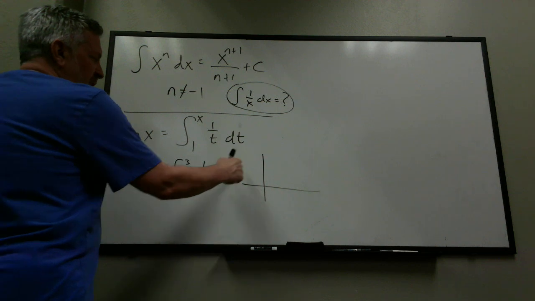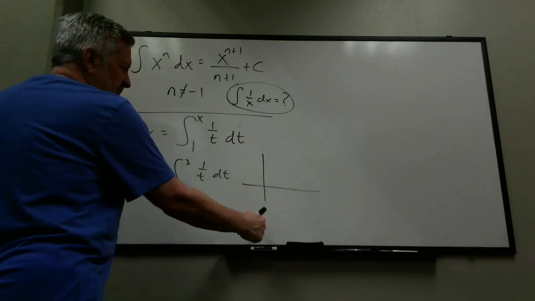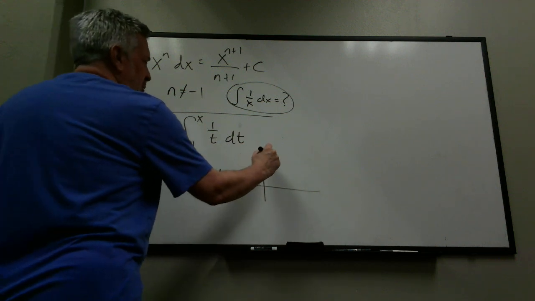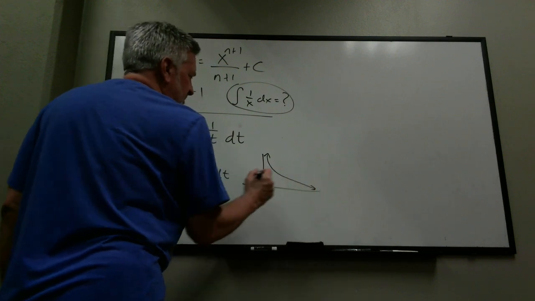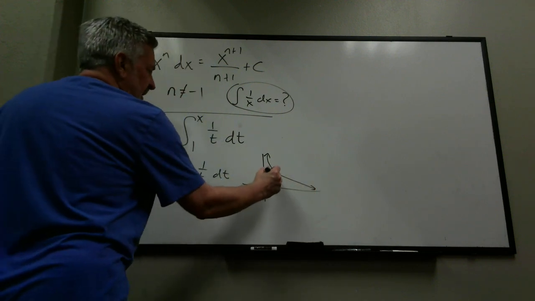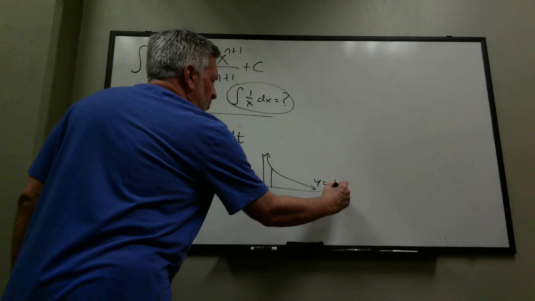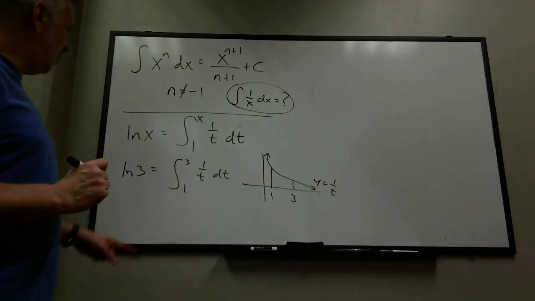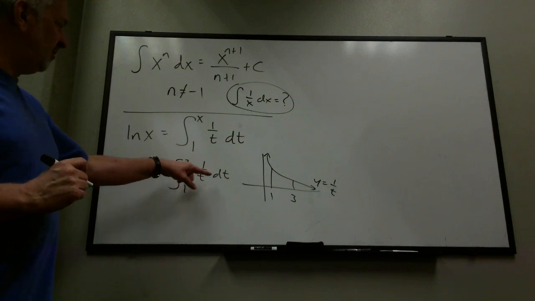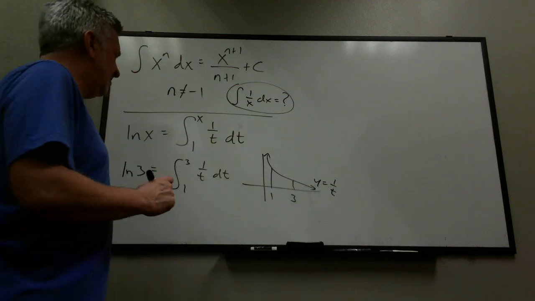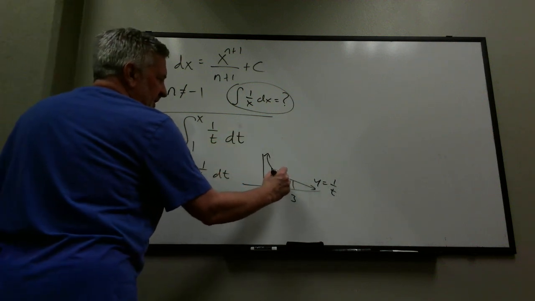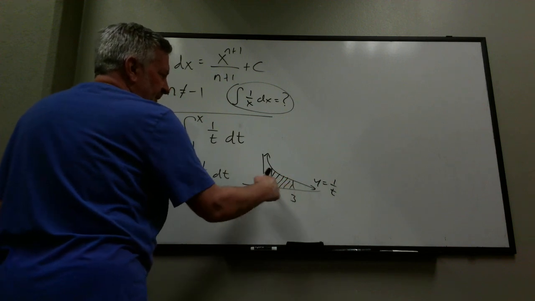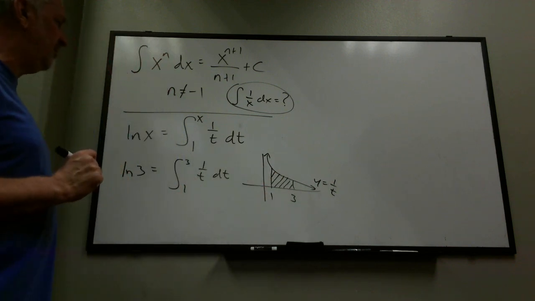So pictorially, what do we have here? Again, the graph of 1 over t has a branch in the first quadrant and a branch in the third. Since we're going from 1 to 3, we're only concerned about the branch in the first quadrant. And we're integrating that function 1 over t from 1 to 3. The function's on or above the x-axis, so all this is asking for is what's the area under that curve 1 over t from 1 to 3.